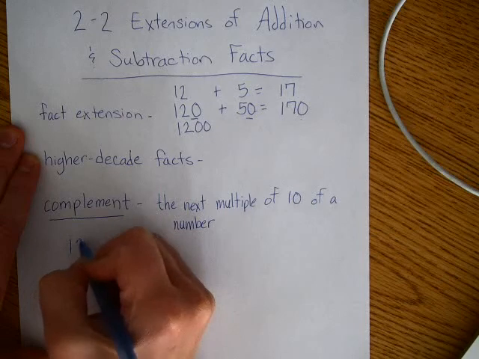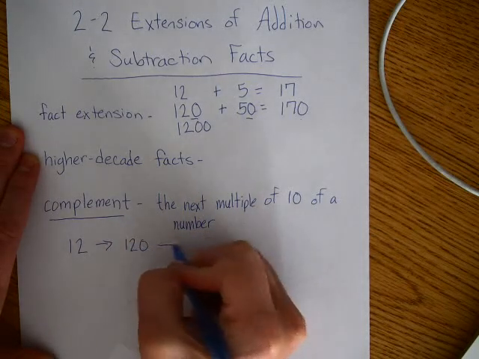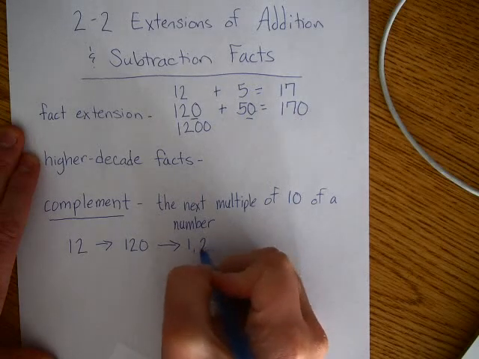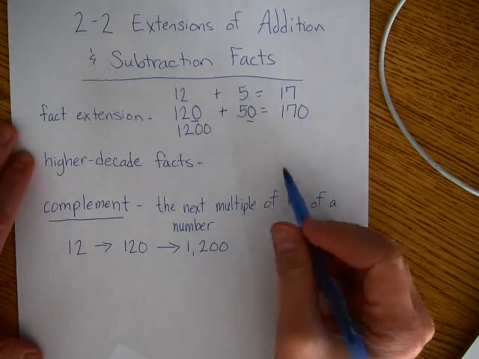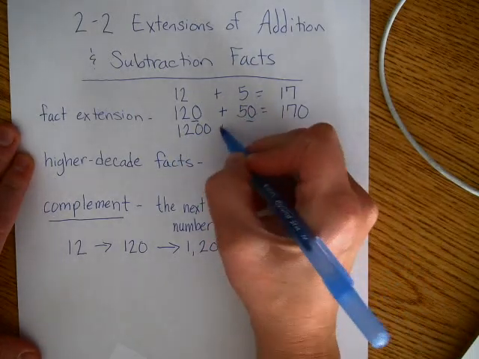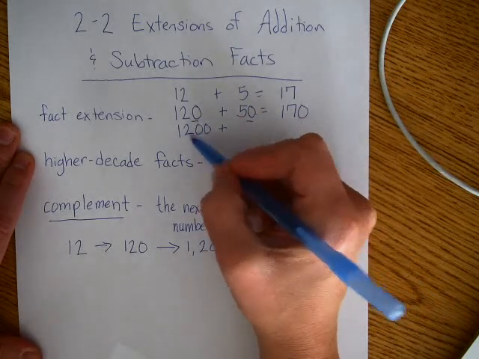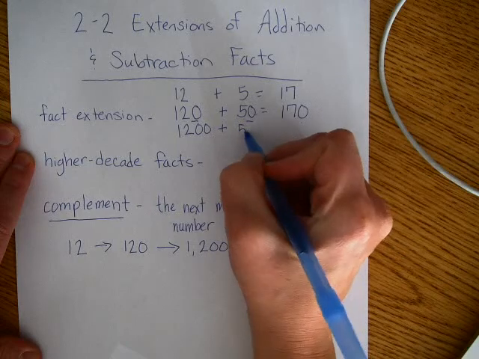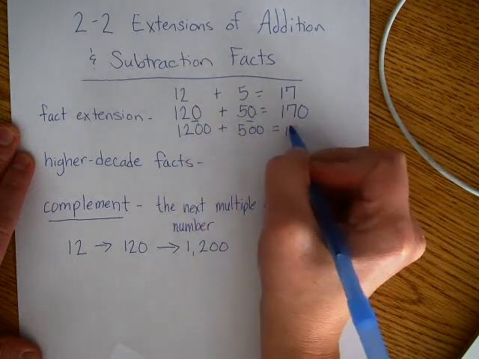So for example, the complement of 12 is 120. The complement of 120 is 1,200. This is what fact extensions are, and this is the purpose they have. And so for example, if we do the complements of 120, we get 1,200, and 50 would be 500. We can add the 12 and the 5 and get 17.